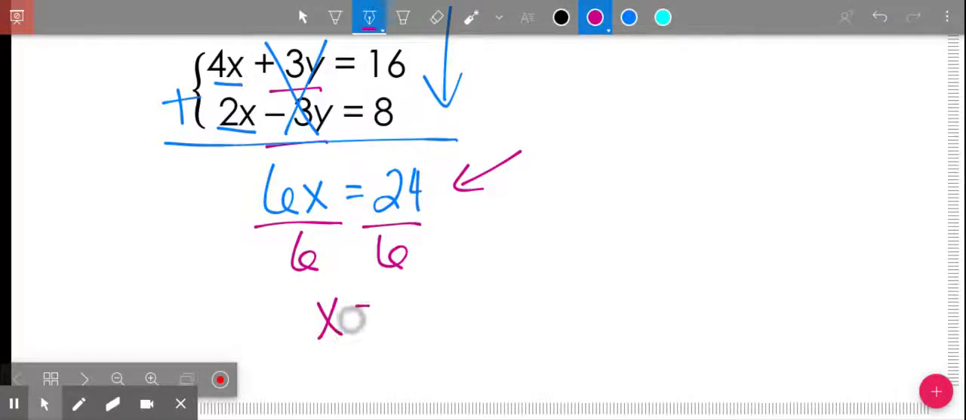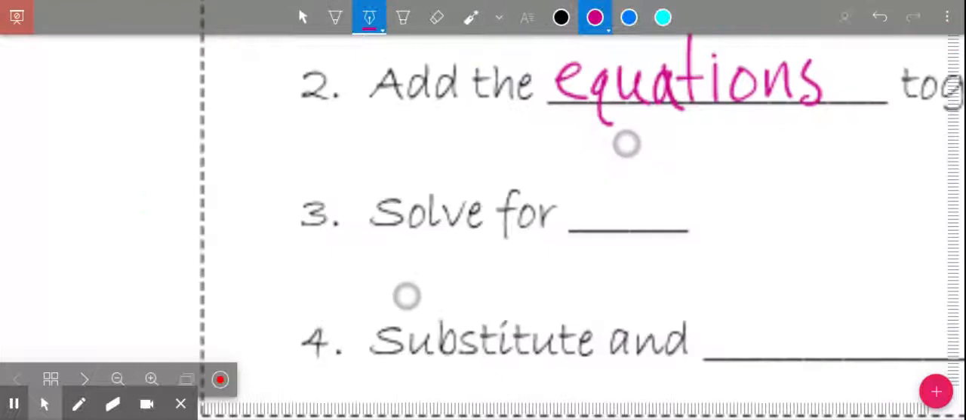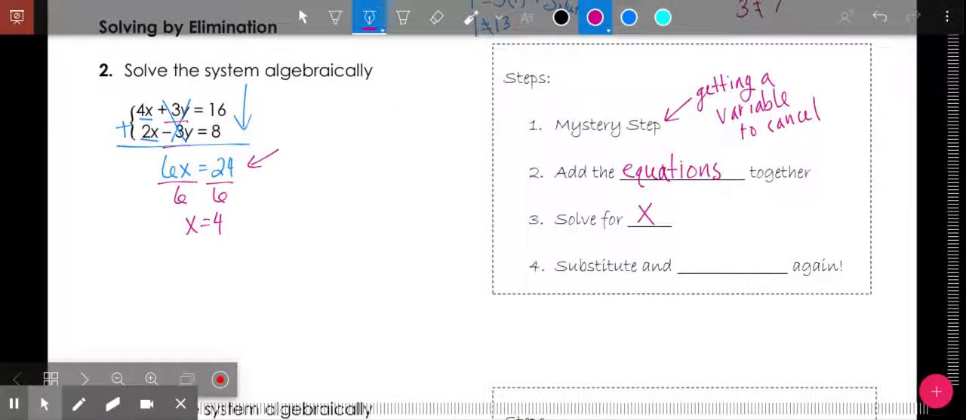We'll have x is equal to 4. Which, if we look at this, that was our third step, was solve for x. Because the y's canceled out. Okay, so we added the equations together, which was good. The y's canceled, so then we solved for x. So now we have our x is equal to 4.